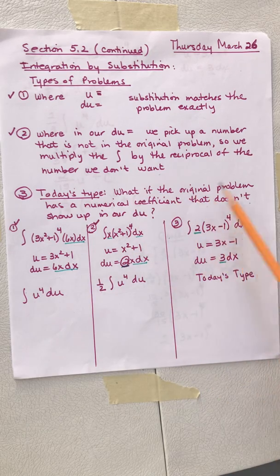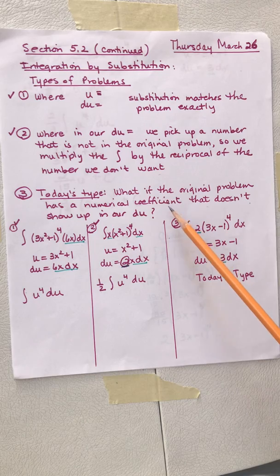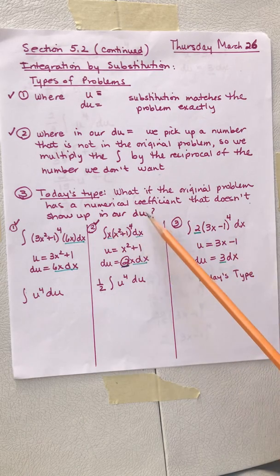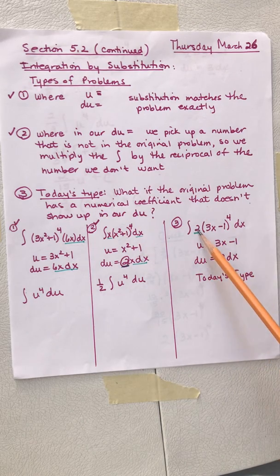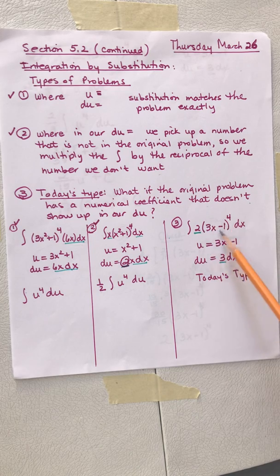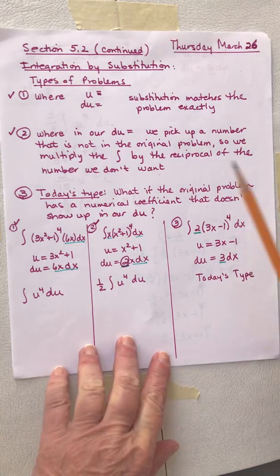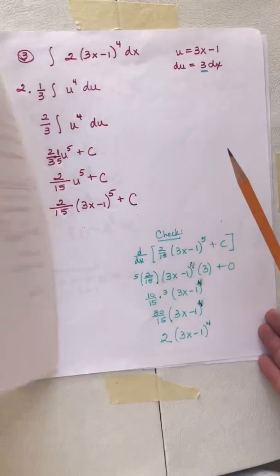Here's today's type. What if the original problem has a numerical coefficient that doesn't show up in the du? Now we're starting with a number. We still pick our u the same way we did before. u is 3x minus 1, and then the derivative of that is 3 dx. But then when we go look at the problem, we're like, oh, we have a 2, but we picked up a 3. All right, well, what do we do when we have a number that doesn't match the number that we picked up in our du? Okay, that's today's type. So we're going to look at that problem right now.